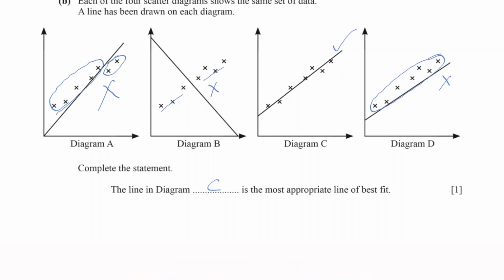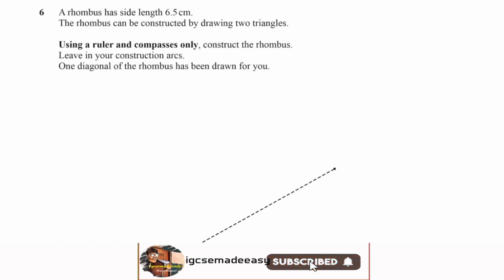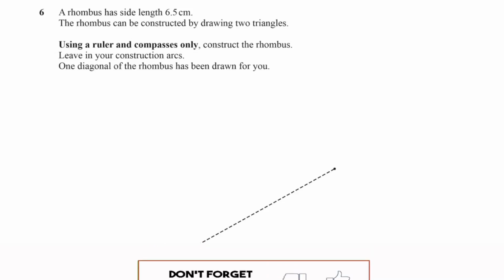So let's move on. Question number 6. The rhombus has side 6.5 centimeters. The rhombus can be constructed by drawing two triangles. Use a ruler and compasses only. Construct the rhombus. Leave your construction arcs. One diagonal of the rhombus has been drawn for you. A rhombus has two diagonals. One of the diagonals is given, and the sides of the rhombus are 6.5.